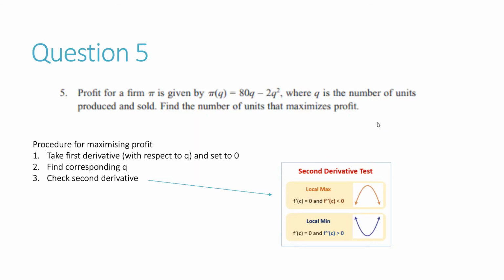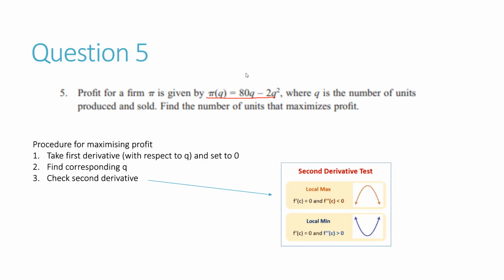Now for 5, we're given a profit function. Profit is commonly denoted with pi, and it's in terms of Q. What this function is telling us is the firm's profit depending on how many units it produces and sells. So Q is the number of units produced and sold. The question is asking us to maximize that profit function.